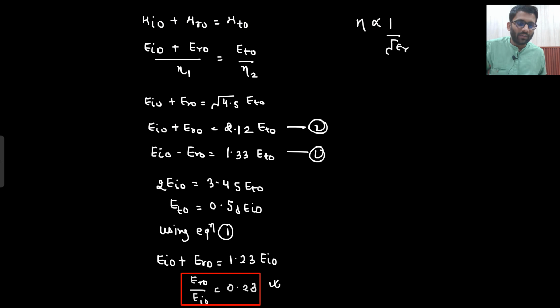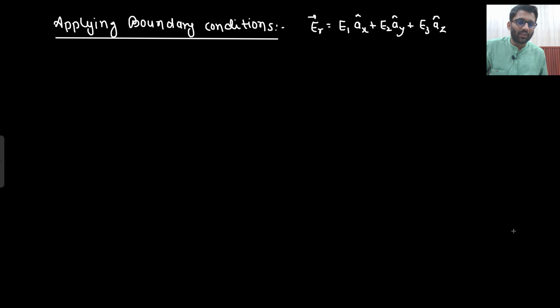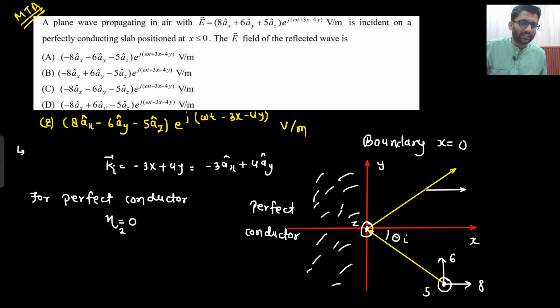What we have assumed is E1 ax cap plus E2 ay cap plus E3 az cap. So E1 in X direction, E2 in Y direction and E3 in Z direction. This is what we have assumed: E1, E2 and E3. Now can I apply the boundary condition? Yes.